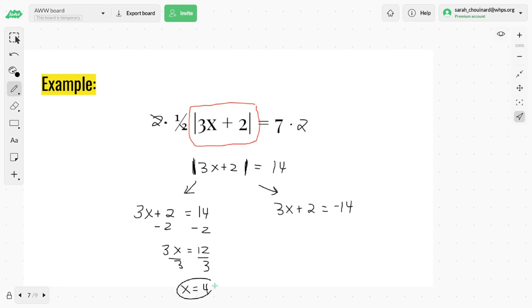So the first answer when I solve is 4. The second one is going to give me a fraction. That's totally fine. X is negative 16/3. So those are my two answers, and I could plug both of them in, and I would get 7 for both ones.